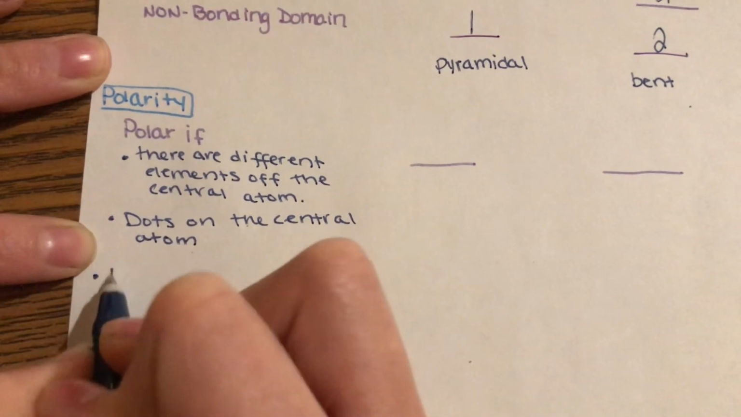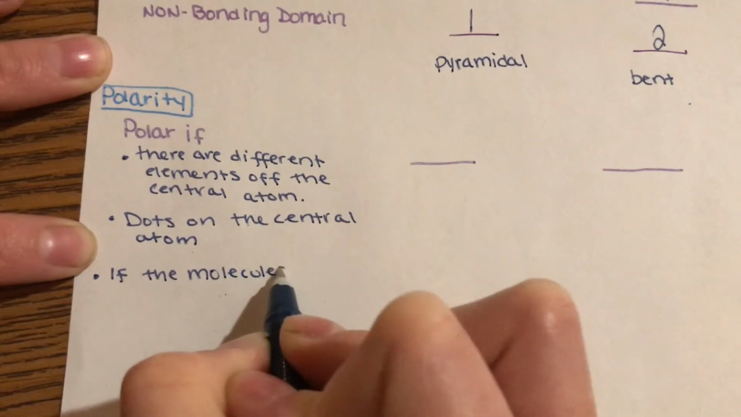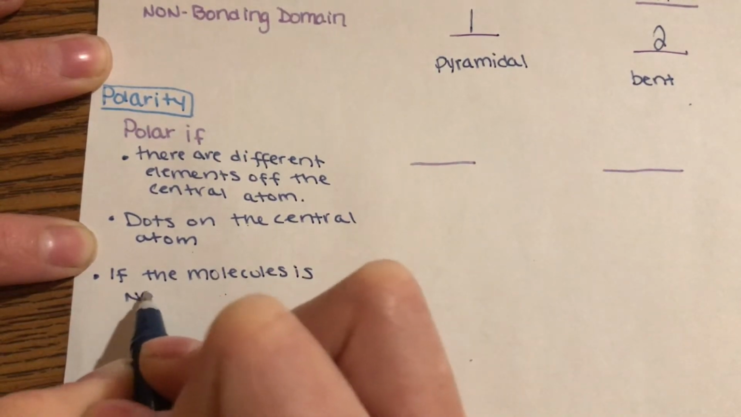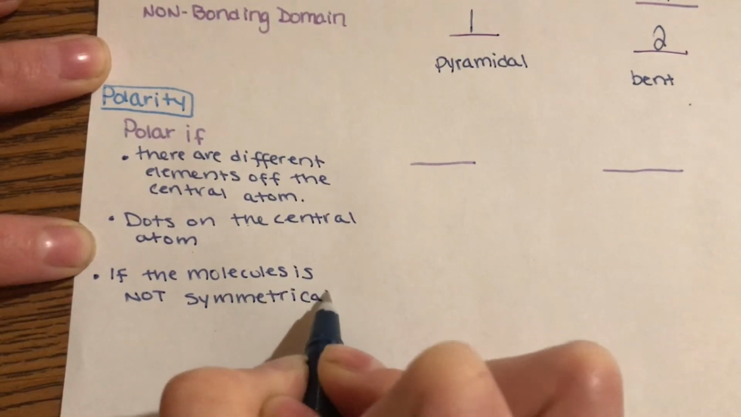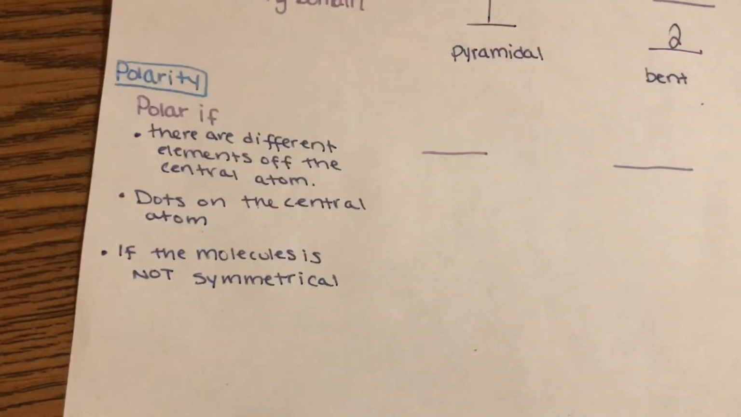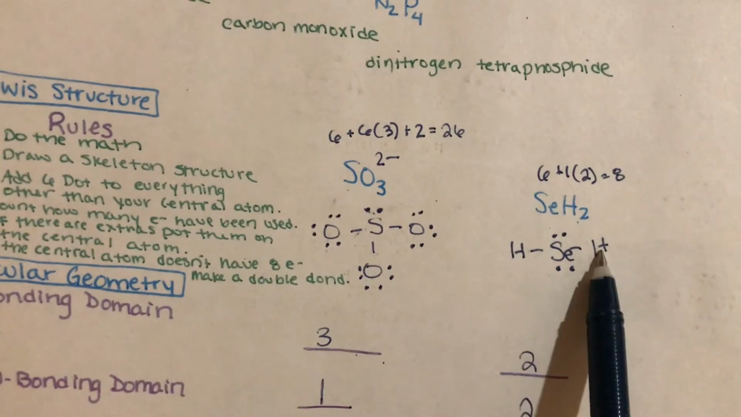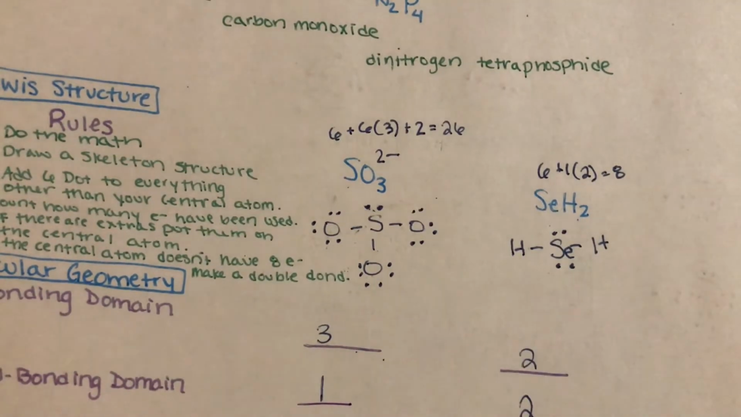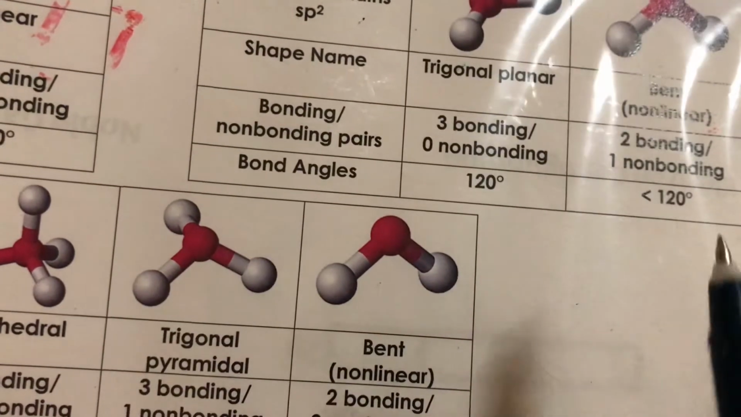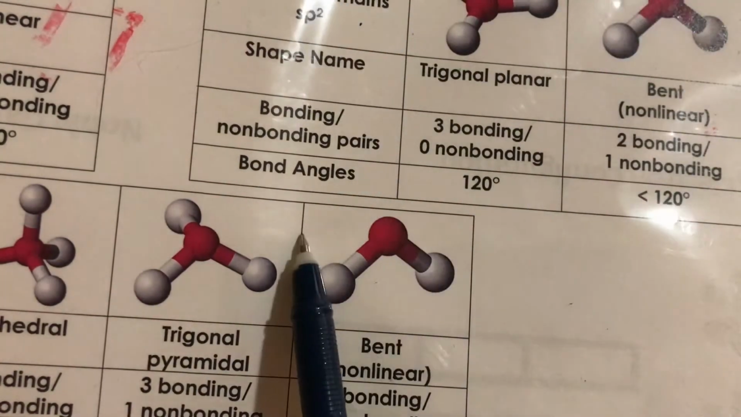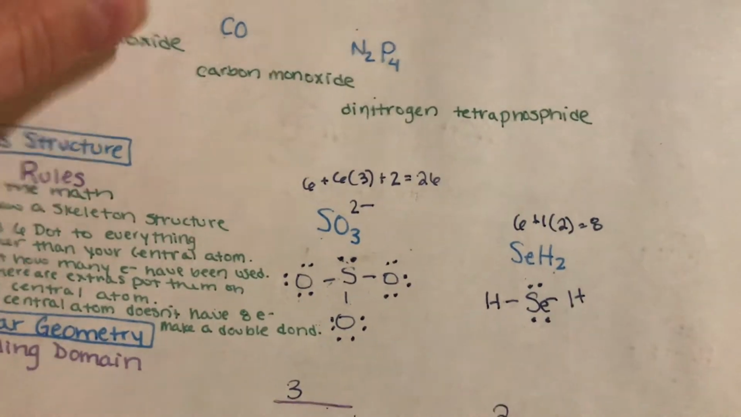Or if the molecule is not symmetrical. So when you look at symmetry, you have to actually look at the molecular geometries. So the reason why, if we look up at this shape, this looks symmetrical. I could cut it this way, the top and the bottom look the same. I could cut it this way, the sides look the same. But what it actually looks like in real life is this bent shape right here, which if I cut it this way, the top and the bottom don't look the same. So you have to look at the actual geometry shapes to figure out for that one.